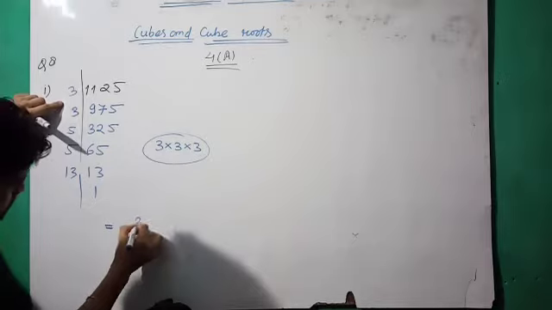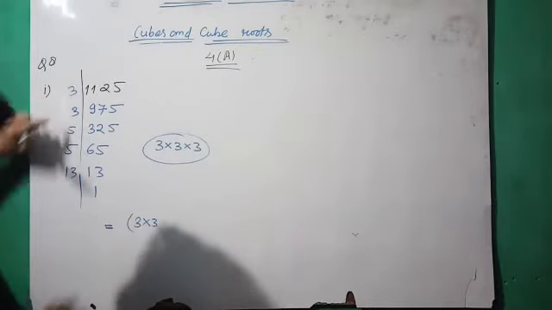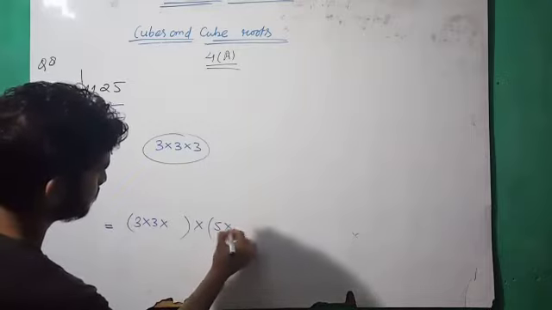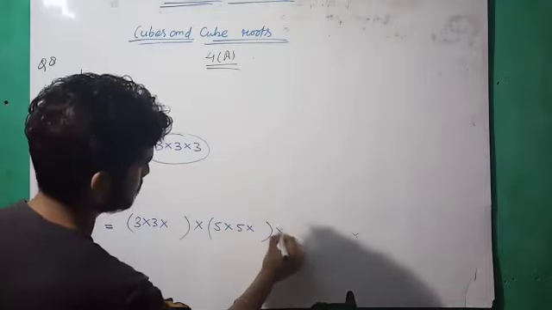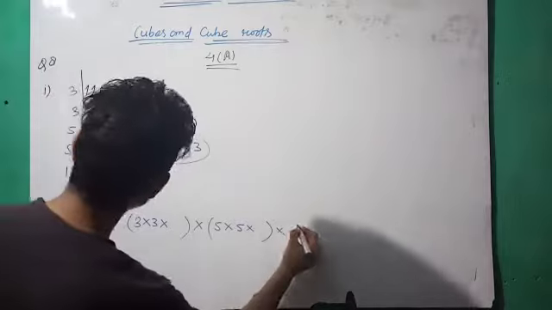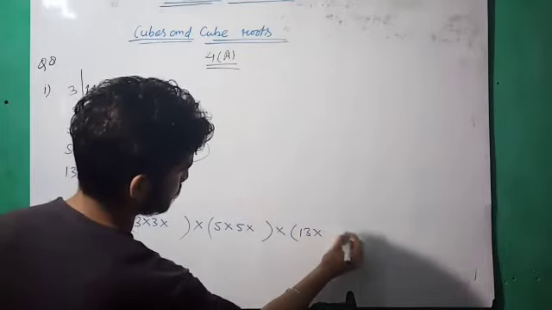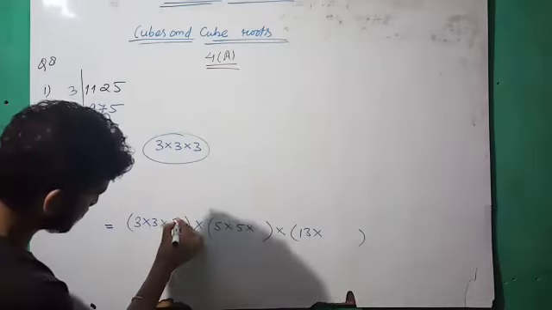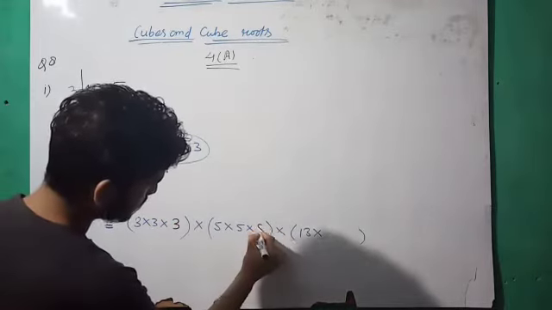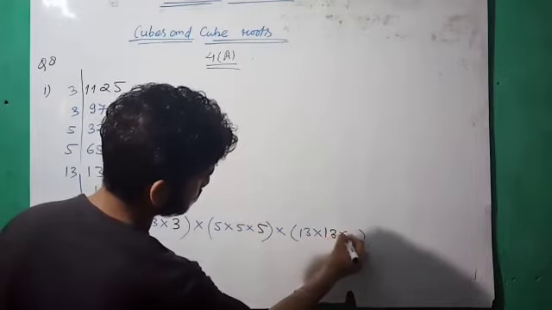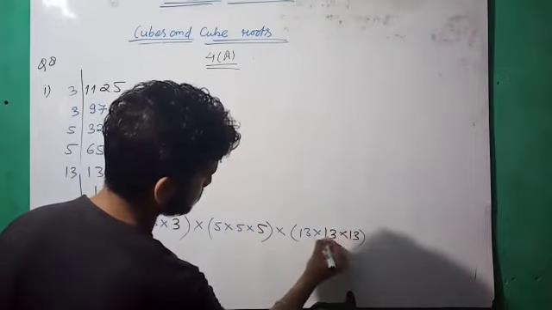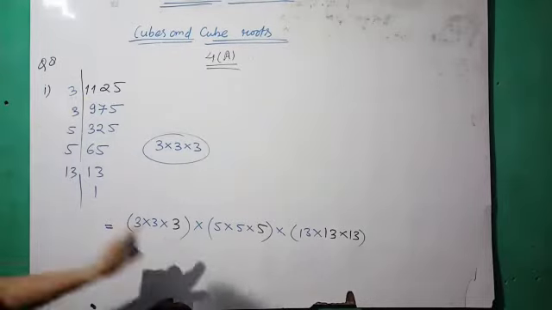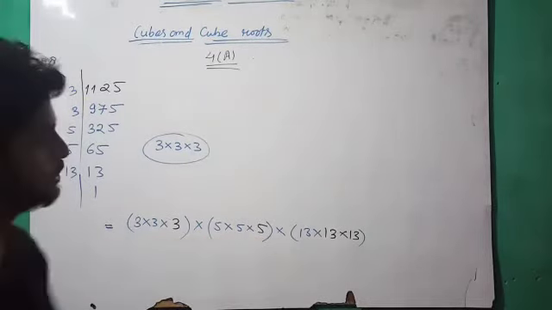Here we have 3 into 3, and the third one is absent. Again 5 into 5, the third one is absent. Then 13 into 13, where one is absent. So here we have to place 3, 5, and 13, and we have to multiply this number by 3 into 5 into 13 into 13.